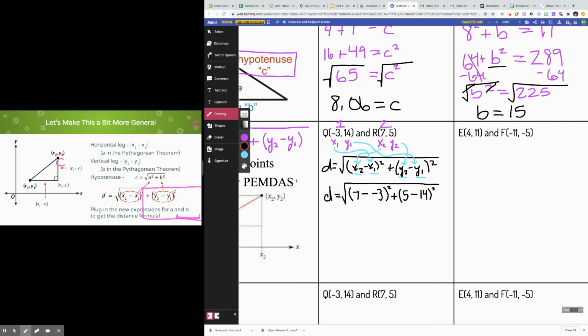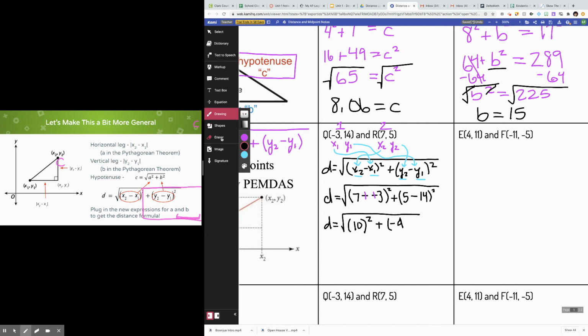So I need to simplify what's inside my parentheses first, right? Because that's first in the order of operations. So you have 7 minus -3. When you have 2 minus signs right next to each other like this, those both become plus signs. So this turns into 7 plus 3, which is 10. Okay, so I have 10 squared plus 5 minus 14 is -9.